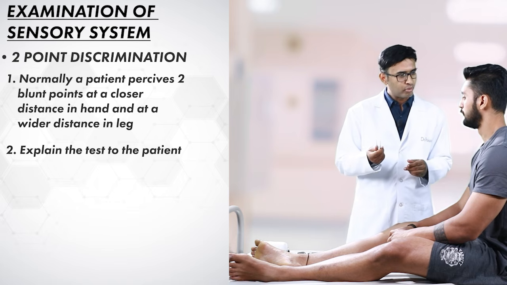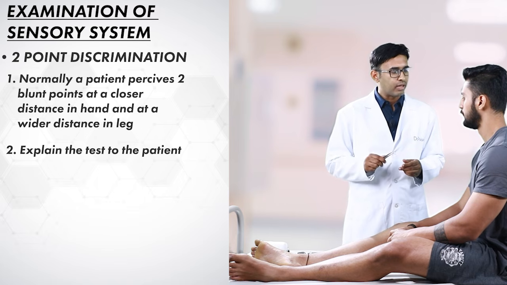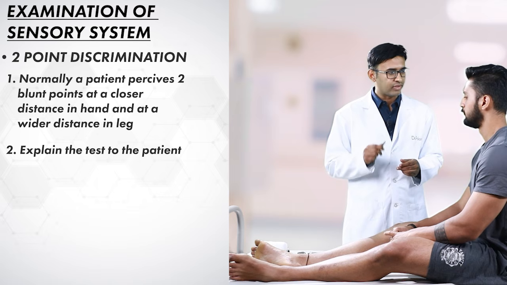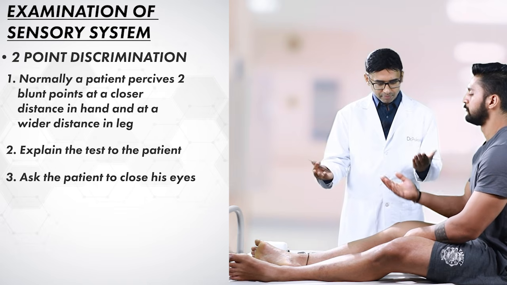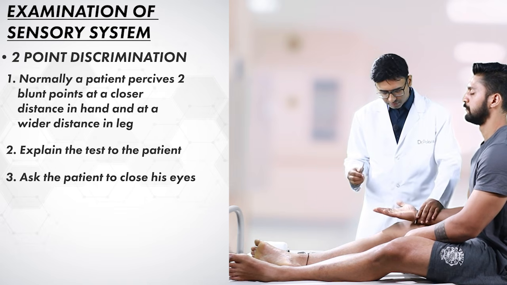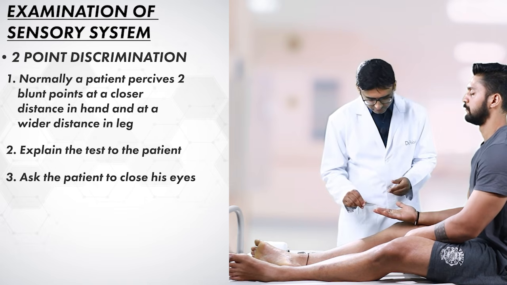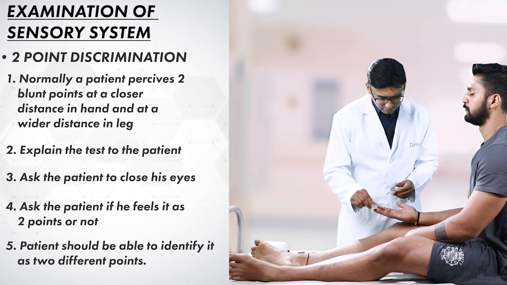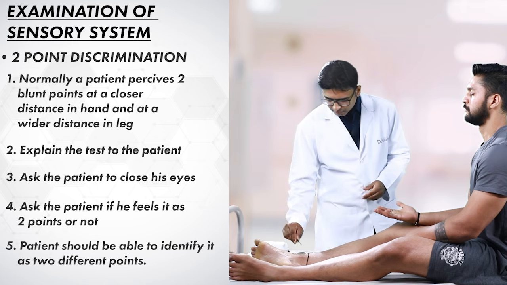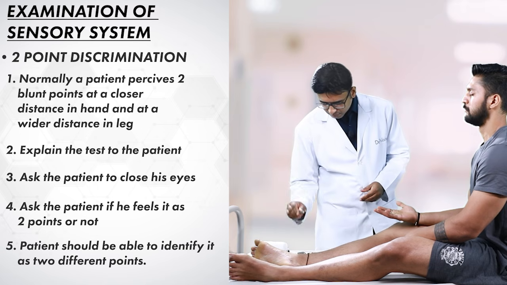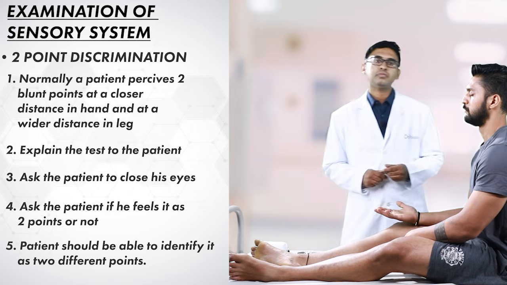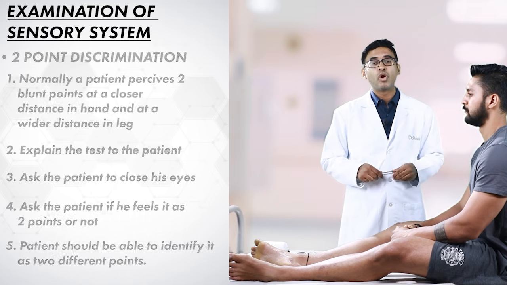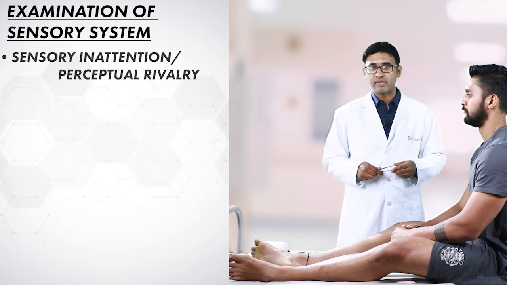I'm going to use these blunt points and touch your hand, and you have to tell me whether you perceive it as 1 point or 2 points. This you will have to do with your eyes closed. Okay? Can you put your hands out? Put them down. Two points. 2 points. 1 point. This is considered normal. The next cortical sensation that we're going to test is called sensory inattention or perceptual rivalry.